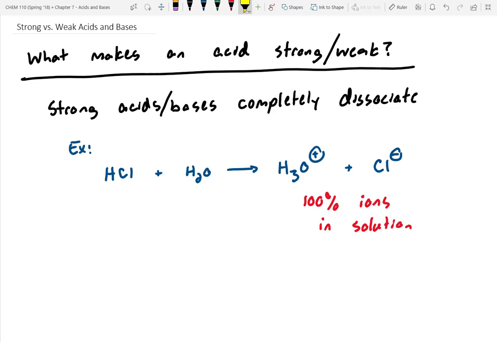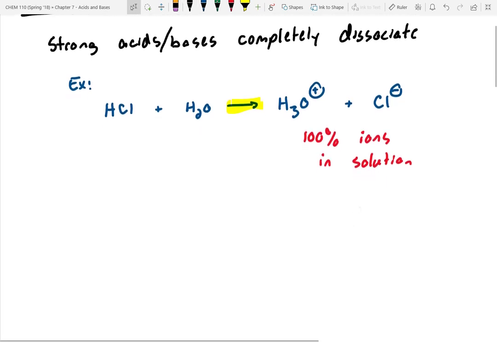Another way of thinking about this is a one-way road. Once you go down that road, you're not going backwards, right? There are some reactions where you do go a little bit forwards, a little bit backwards, a little bit forwards, a little bit backwards. So let's talk about that next. And this occurs with weak acids.